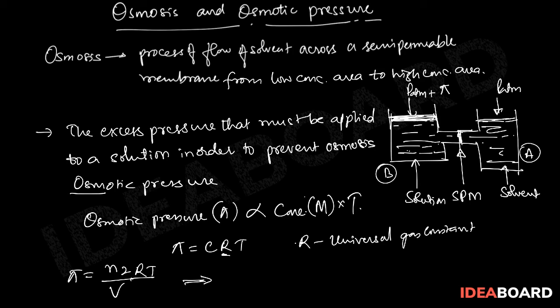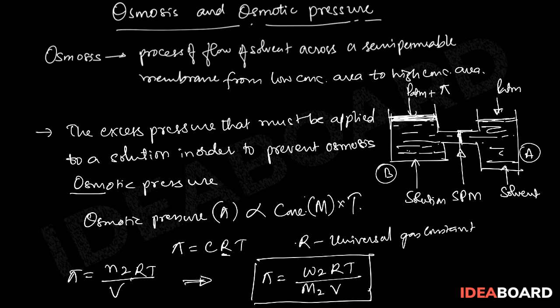From this I can relate the number of moles to the molecular mass of solute and the weight of the solute. So pi is equal to W2 RT divided by M2 into V. This gives us the equation which can be used to calculate the molar mass of the solute if we want, or we can also calculate the osmotic pressure of the solution.